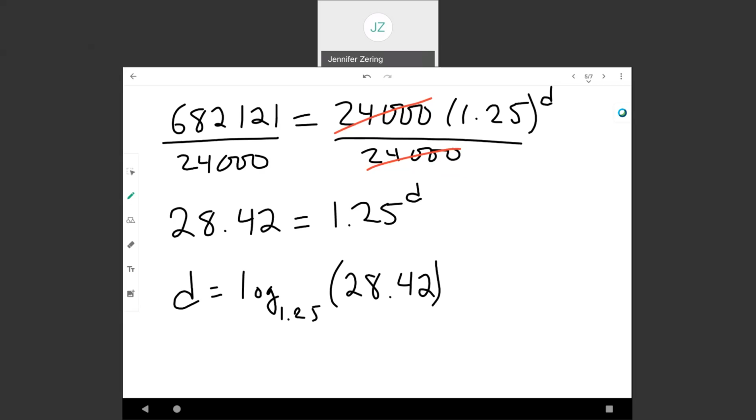Now, depending on what type of calculator you have, you may be able to just type in log base 1.25 of this number. Go for it. I don't have a calculator that can do that, and a lot of you probably don't as well. So now let's pull out the calculators, and I'll talk about how to type this in so we can get an answer.